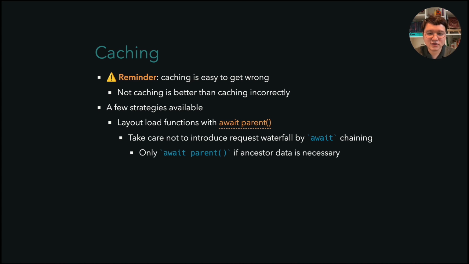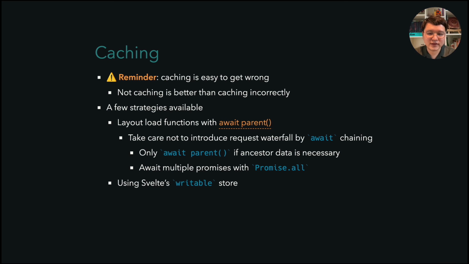So there are two things to keep in mind. The first one is only await parent if you really need to get the ancestor data. For pages that don't really need this data, don't use await parent. Your load functions will return much more quickly. And if you do need to await parent and you have another promise at the same time, for example, always remember to use Promise.all so that both promises will run at the same time.